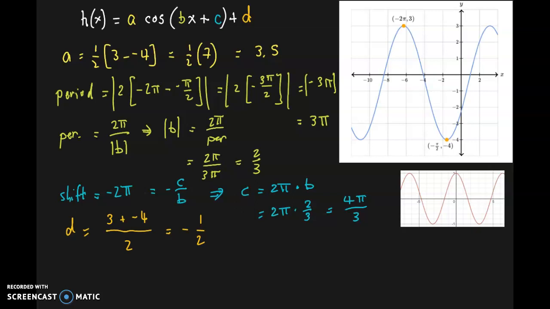So that's our shift. So now we've got all our a, b, c, d, and I can write out what h of x is. h of x equals a, which was 3.5, times the cosine of b, which was 2 over 3, x, plus c, which was 4 pi over 3, minus a half. And that's it.